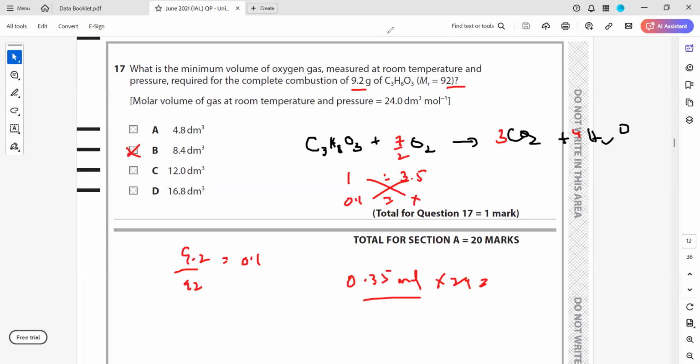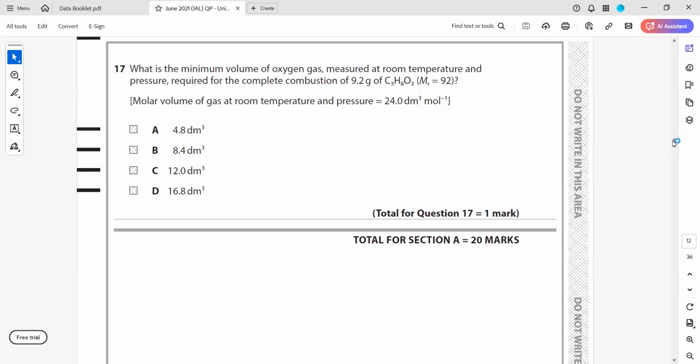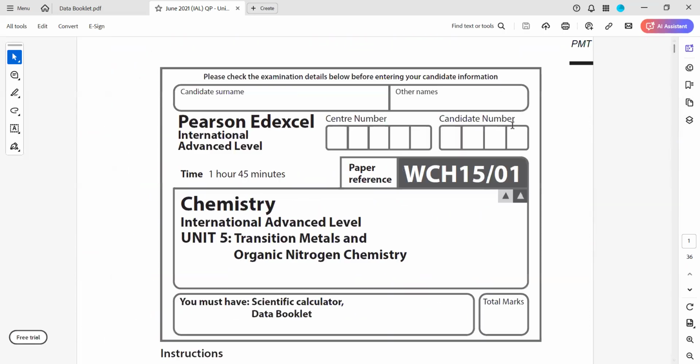Is it clear, this one? The amount of oxygen which we need. So first we got the moles of that compound, then the moles of oxygen.